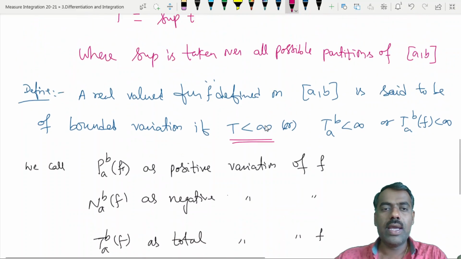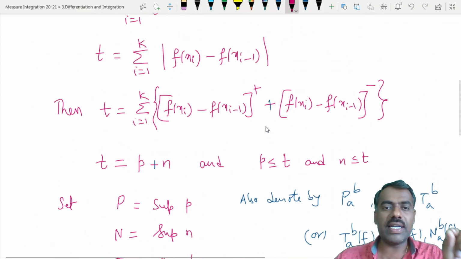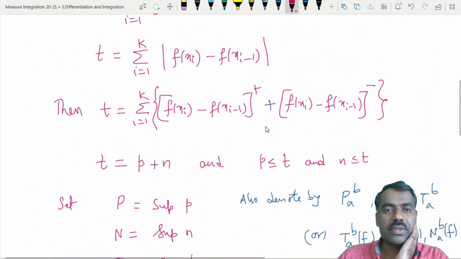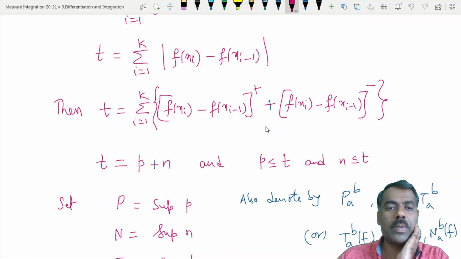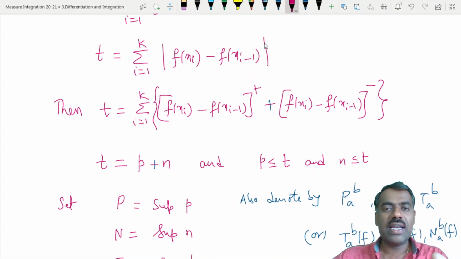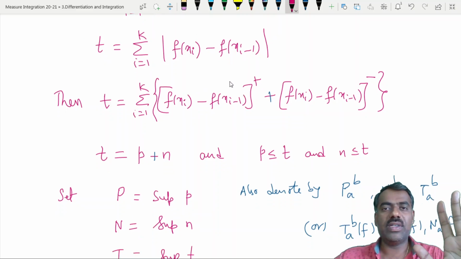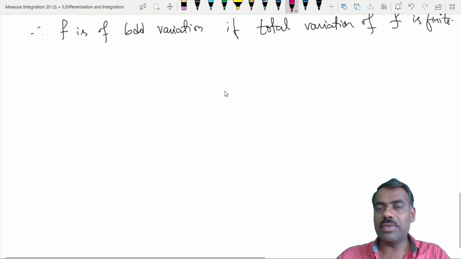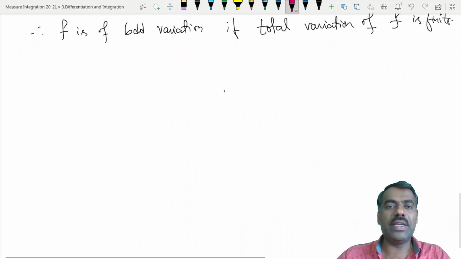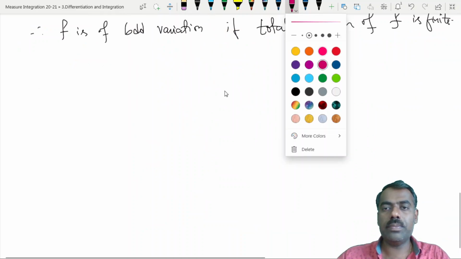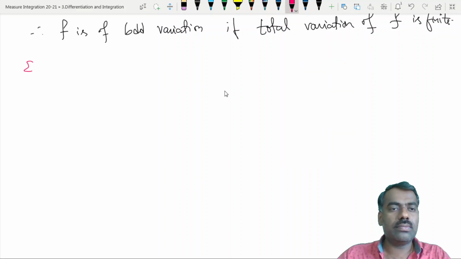Is that clear? Now, how is the total variation calculated? This is called the total variation supremum. You have to take the supremum of all such values. So take any partition and find this value, and take another partition, find this value, and find the supremum. Is that clear? So let's see some examples to understand better.